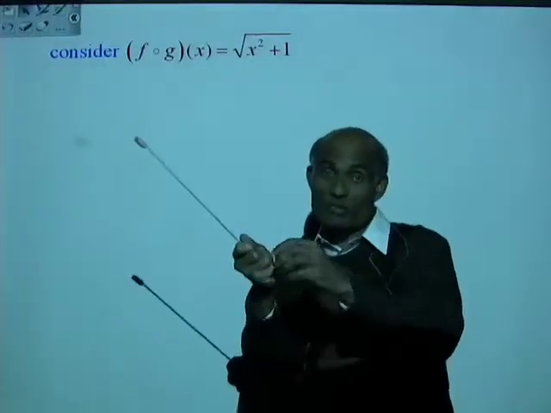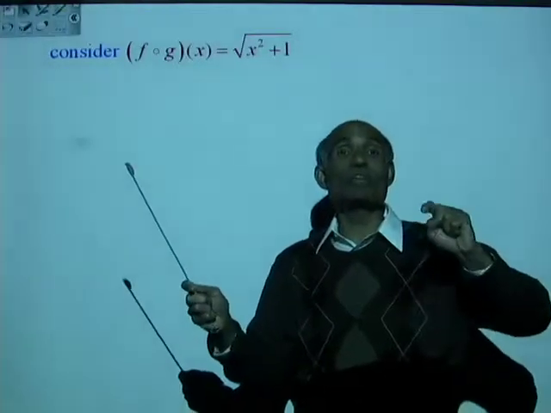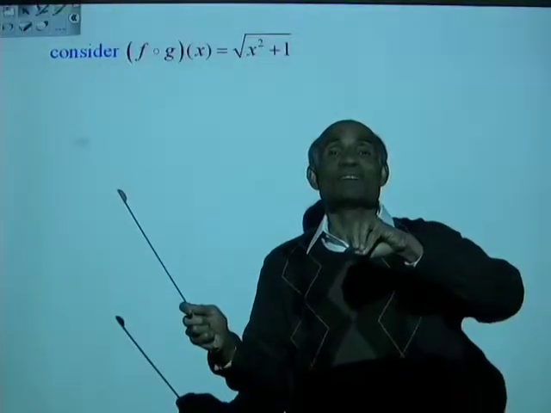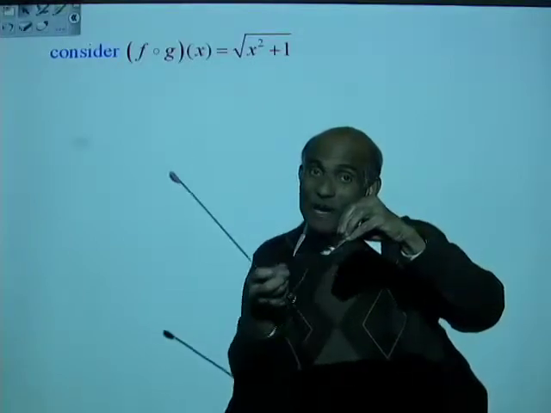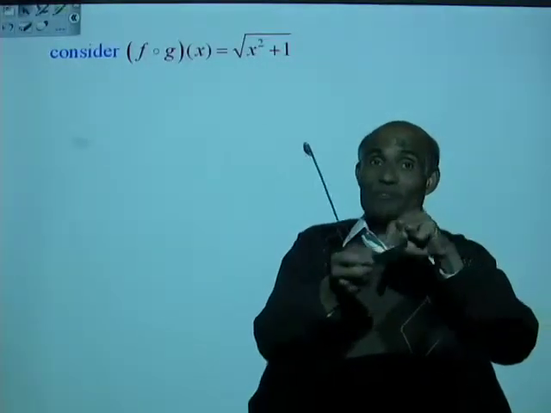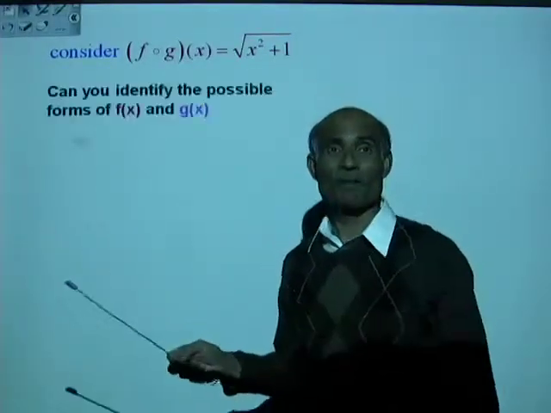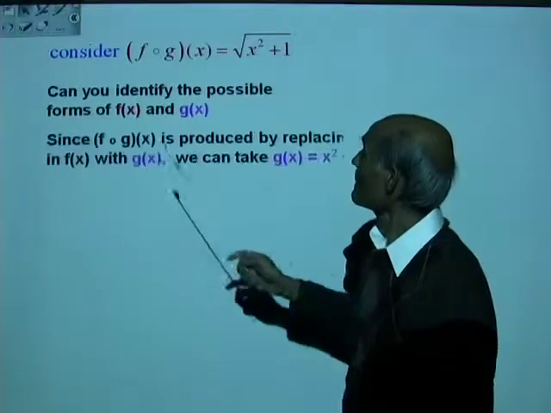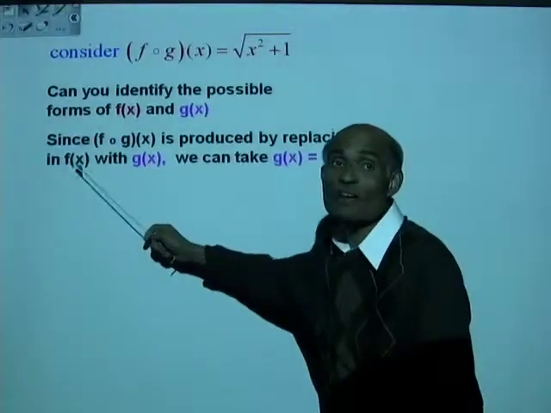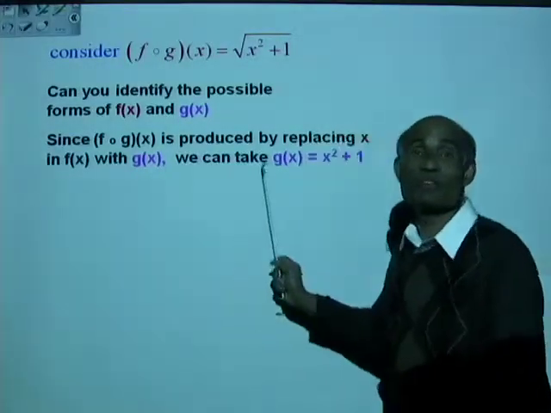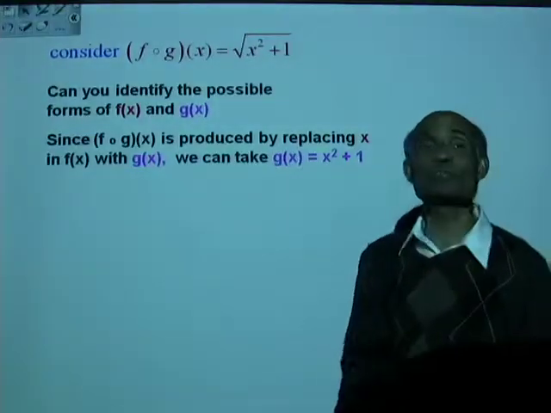But remember, g of x is the input for f of x. That means f of x now has to be square root of x. Right? If f of x is square root of x, and that x is now replaced by g of x, x squared plus 1, you get f of g of x. Is that simple? Alright, so since f of g of x is produced by replacing x in f of x with g of x, it's easy to see that we must take g of x equal to x squared plus 1.